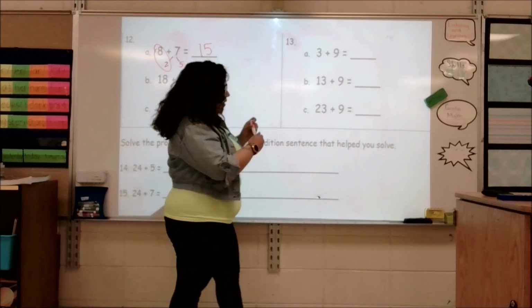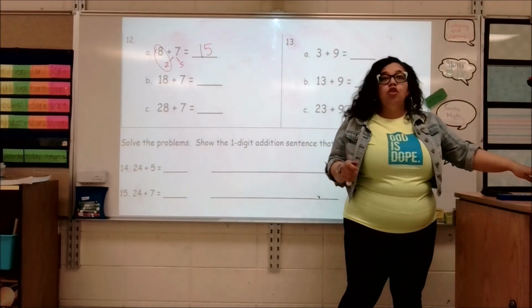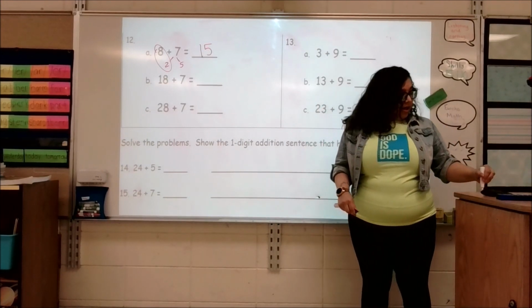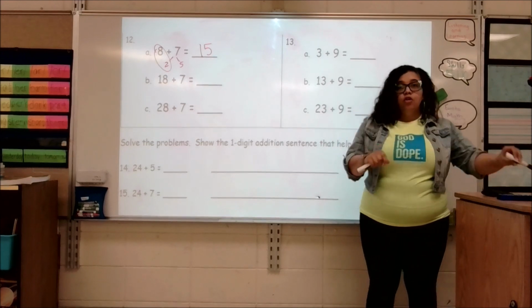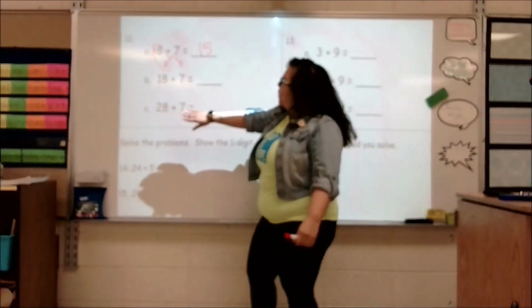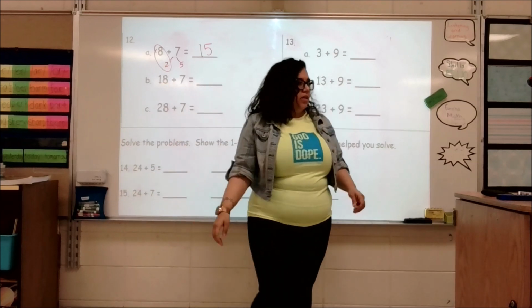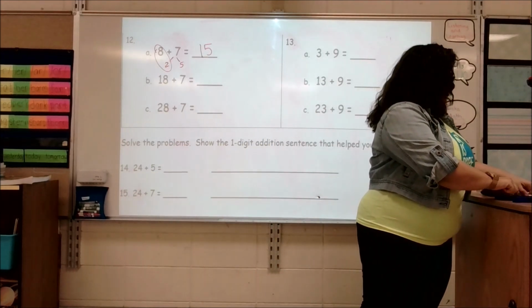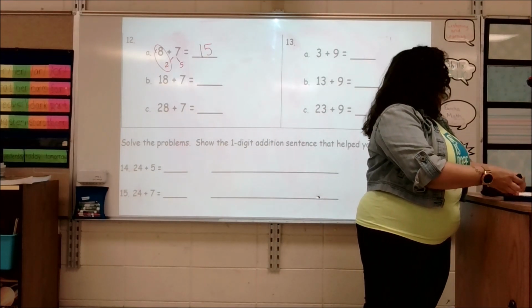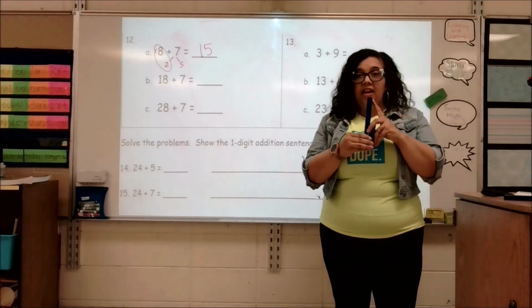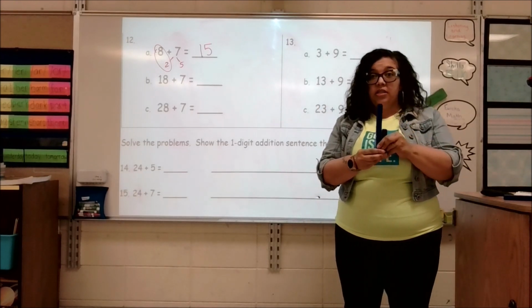15. Excellent. 10 and 5 is 15. Knowing that, what will happen if I add one more group of 10? Let me show you. Look, I have right now my solution, my answer. My 8 and 7 gave me 15. It gave me a group of 10.